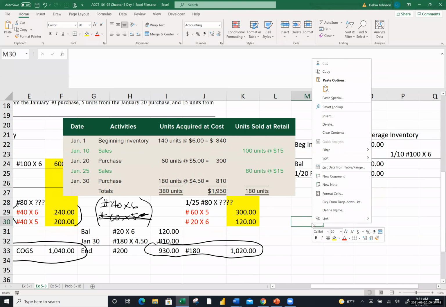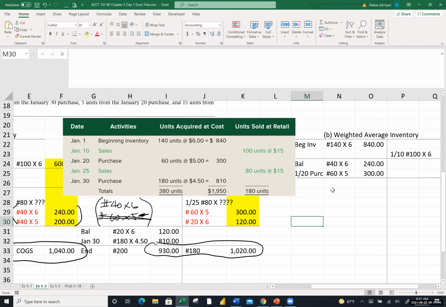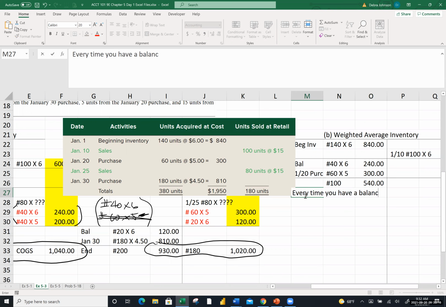All right, here's what you want to do on weighted average. You want to have the number of units in here. 100 units is what we have in there at 540. Every time you do a balance, you want to go in and calculate the average. Okay, let me write that again. I'm going to get this in your notes. Every time you have a balance, go in and compute the average.